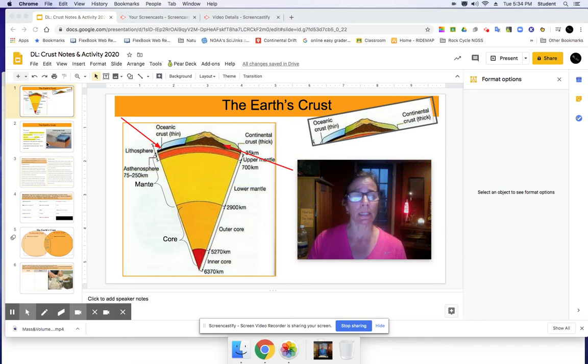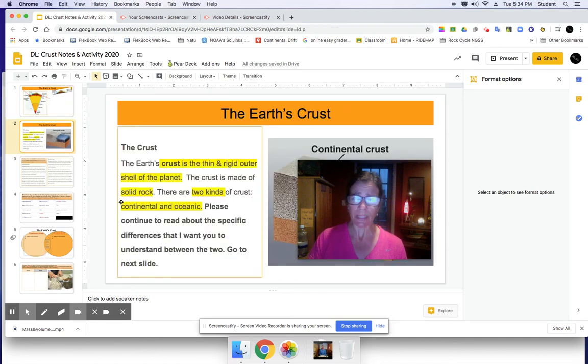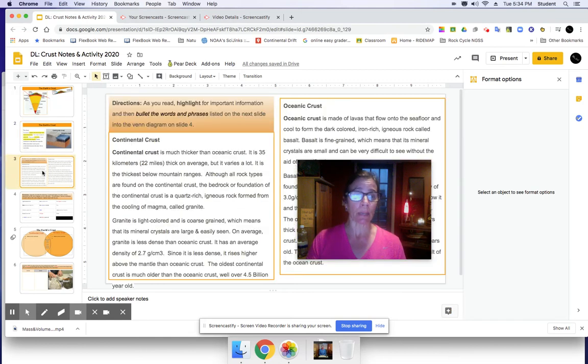The lesson is made up of 5 different slides. When you get to slide number 2, after the slide that I'm talking on right now, it simply gives you a little introduction. I've already highlighted the most important information in slide number 2, but please read through that. It sets you up for what I'd ask you to do in slide number 3. In slide number 3, simple directions, although please read them. You're going to read and highlight for important information.